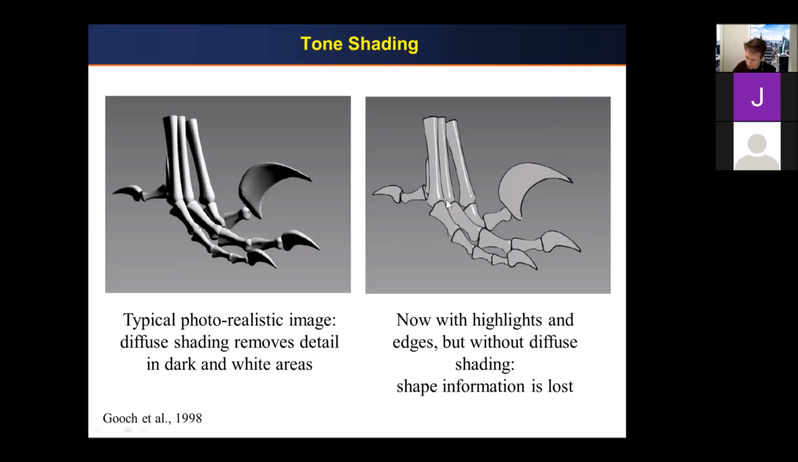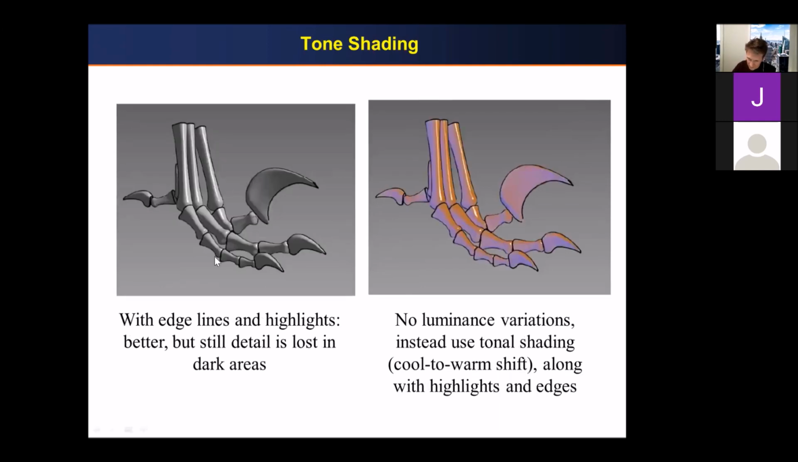And then if you remove the light effects, you get this. But the problem here now is that you don't really see the shape anymore. It sort of looks like this plasticky kind of thing that doesn't have any shape information. So what you can do instead is draw edge lines and highlights, and try your best, but still the dark areas are gone.